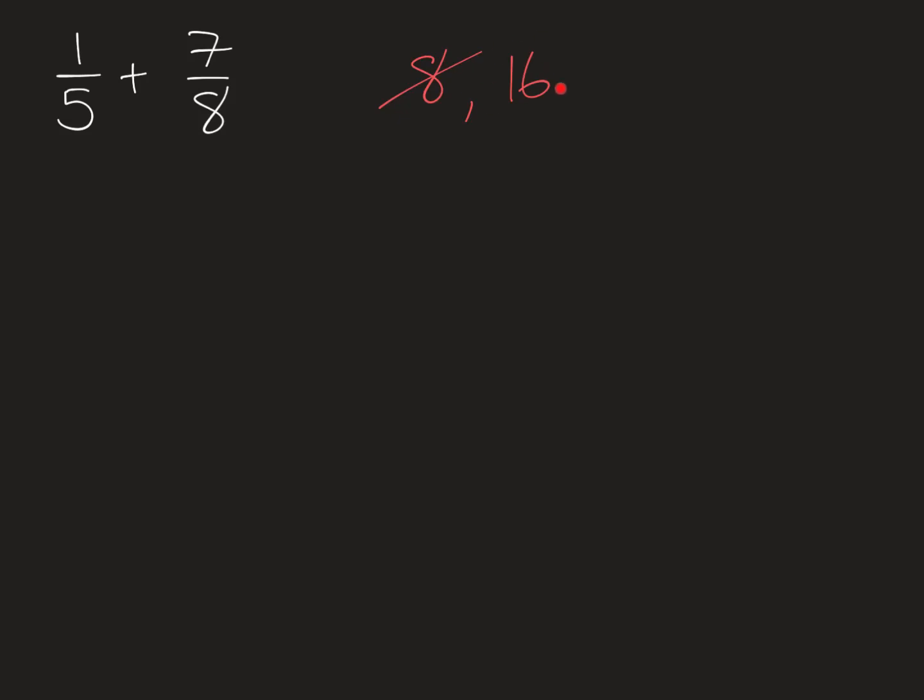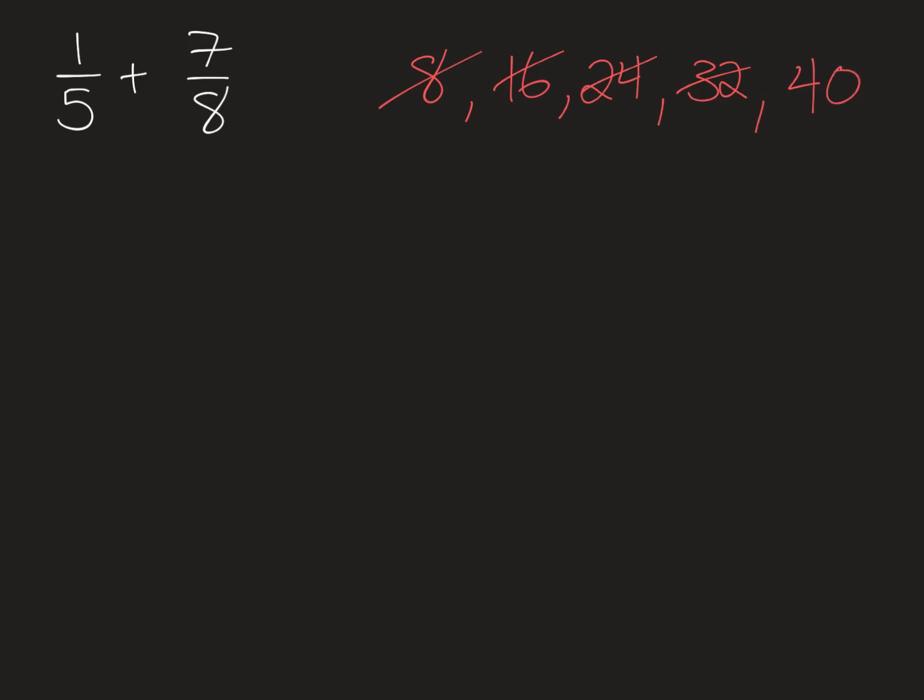And we do this again. Can you divide 16 evenly by 8? Yes. Can you divide 16 evenly by 5? No. So we will continue this process until we find a number that is evenly divisible by 8 and 5, which is 40.